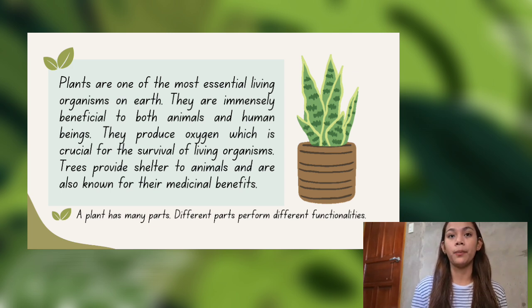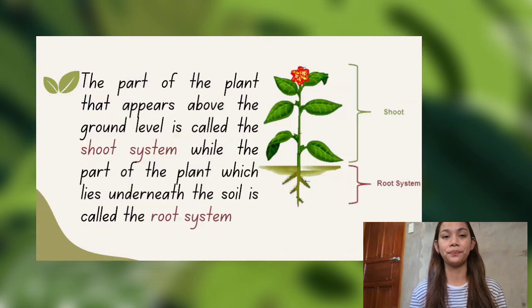A plant has many parts. Different parts perform different functionalities. The part of the plant that appears above the ground level is called the shoot system, while the part of the plant which lies underneath the soil is called the root system.